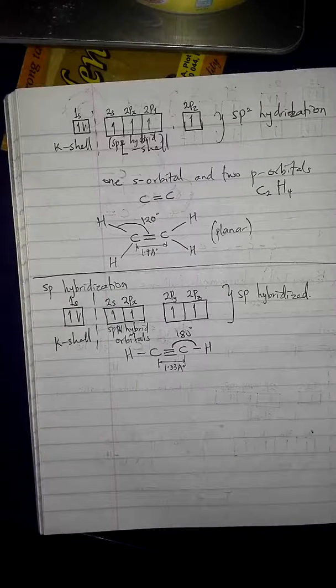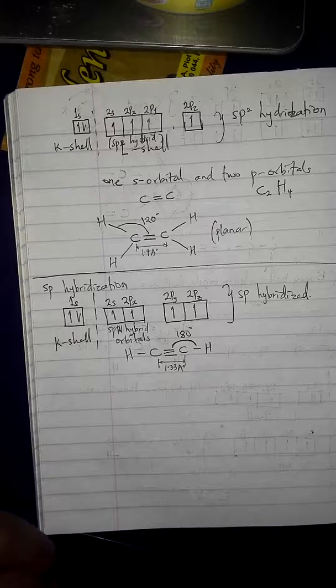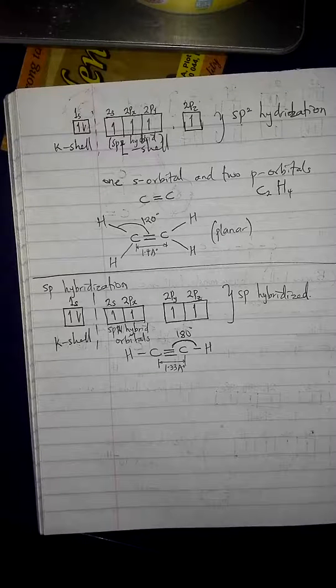So the bond length is 1.33 angstrom and the bond angle is 180 degrees. So it is found in alkynes and their derivatives. Obviously, you should know that. That is another way to tell you that it is found in compounds with carbon to carbon triple bonds.